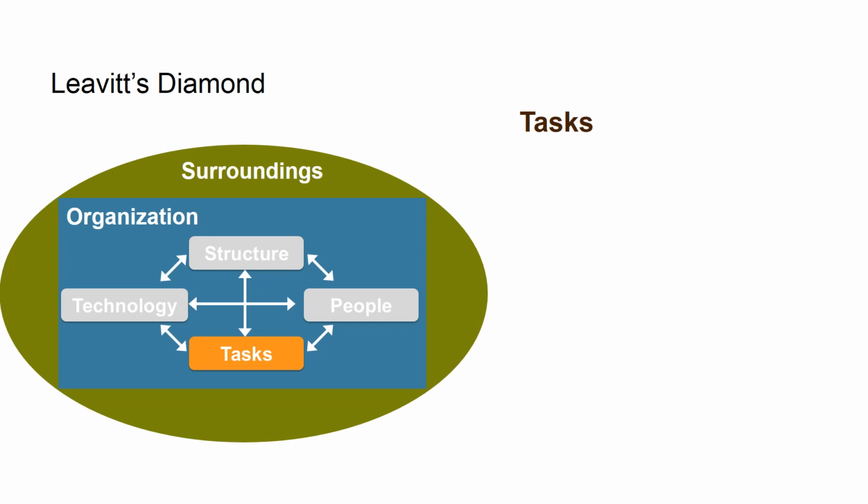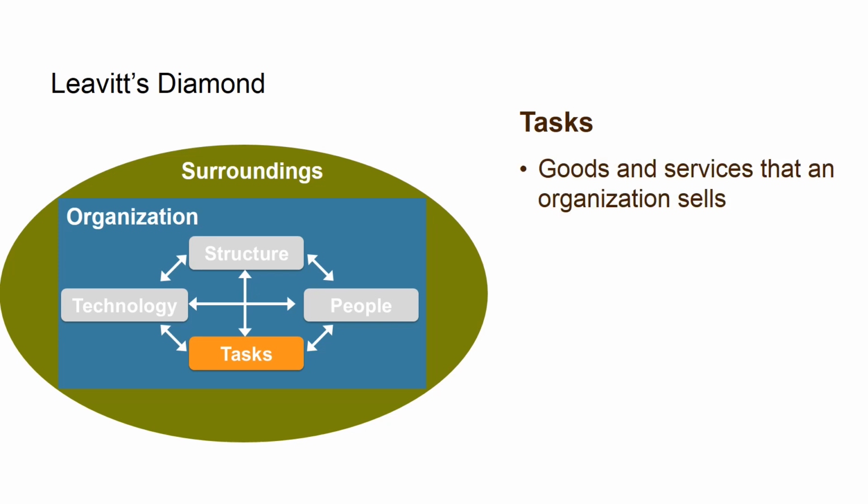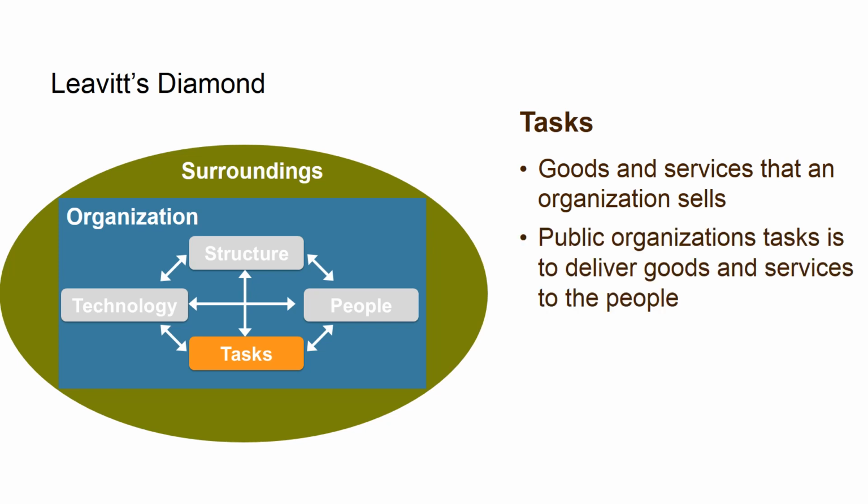Tasks. In most cases, these are about the goods and services that an organization sells. There are exceptions. Public organizations are not dependent on selling goods and services. Their task is to deliver goods and services to the people. For that purpose, we pay our taxes.